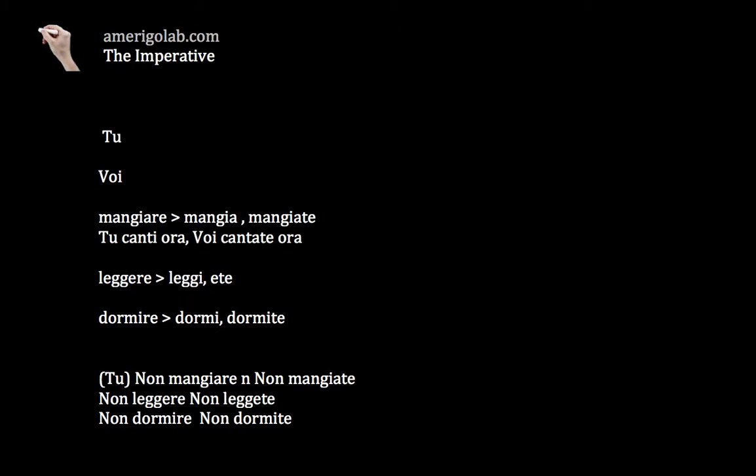Okay? But if I want to do the negative for the voi, you all form, I simply place non in front of the imperative form mangiate. So don't eat, if you talk to one person, would be non mangiare. Don't eat, if you talk to more than one person, would be non mangiate.